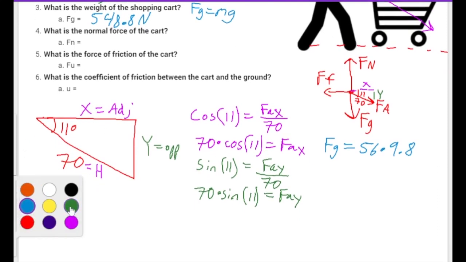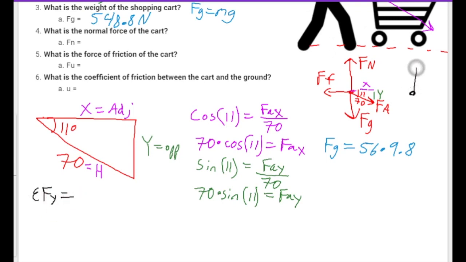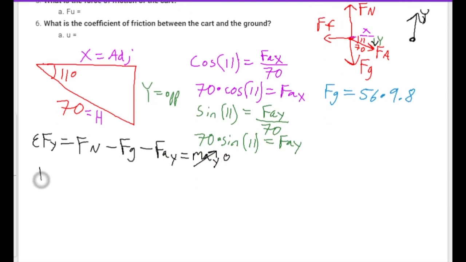Next, I need to solve for the normal force. So to do that, I need to write a net force equation in the y direction. So I know that net force in the y is going to be equal to the forces that point in the positive direction. We're going to say positive is up, and the positive is force normal, minus the forces that point in the opposite direction. The opposite would be down, and the forces that point down are force gravity and also force applied in the y direction because it's a downward force. All of this is equal to mass times acceleration in the y direction, but we're not accelerating in the y, so that's just 0.